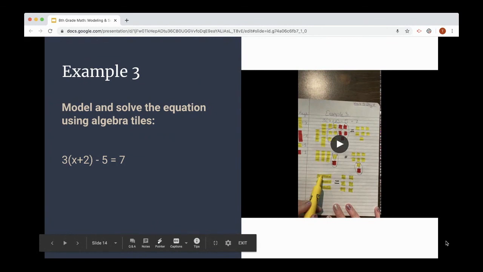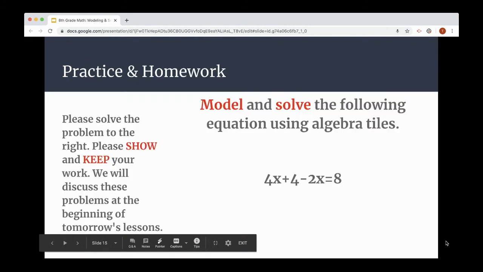That covers our examples today. So let's go ahead and take a look at your individual practice and homework. Again, please show and keep your work so that we can discuss your problems at the beginning of tomorrow's lessons. For this one, you are going to model and solve the following equation using algebra tiles. So you have 4x plus 4 minus 2x equals 8.